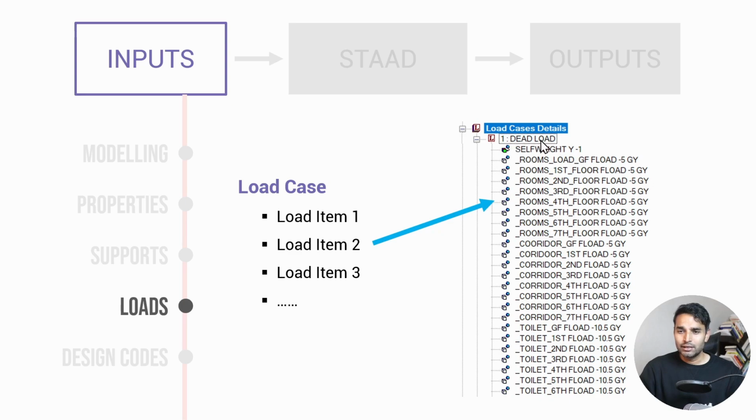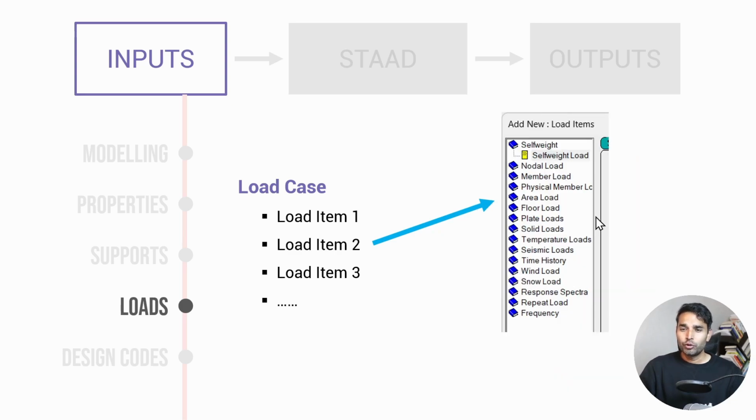So right here you can see we have a primary load called dead load, and under it we have a lot of loads. So we have a self-weight, we have floor loads at different rooms, corridors, and so on and so forth. Now, these load items could be self-weight, nodal loads, member loads, physical member loads, area loads, floor loads, plate loads, seismic loads, wind loads, response spectrum loads, etc., etc. So again, anything which you can imagine is covered inside STAAD Pro.